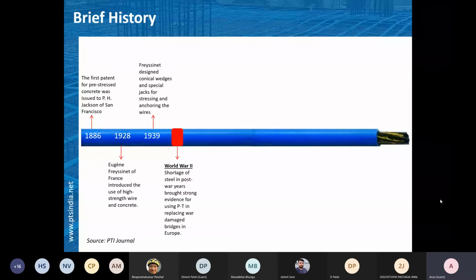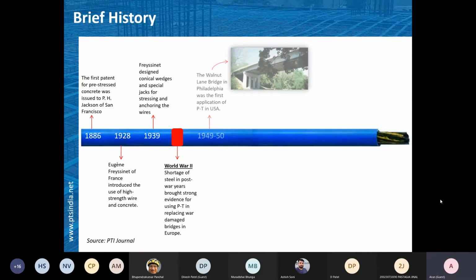So material was also on the scarcity side. It was all scarce. The material was also not available. So with this consideration, people came to know that this PT, or post-tensioning or pre-stressing, will require less material. So again, the PT came into the picture.